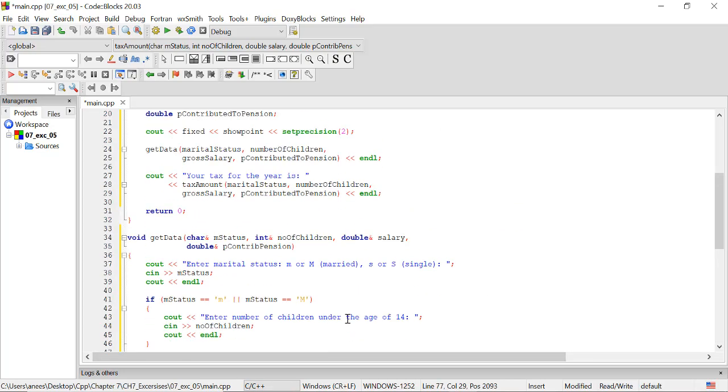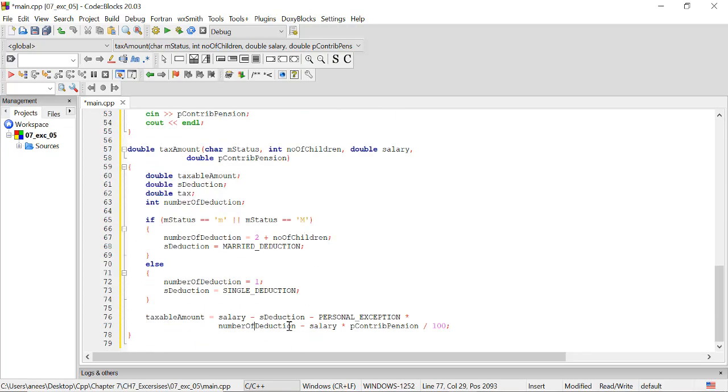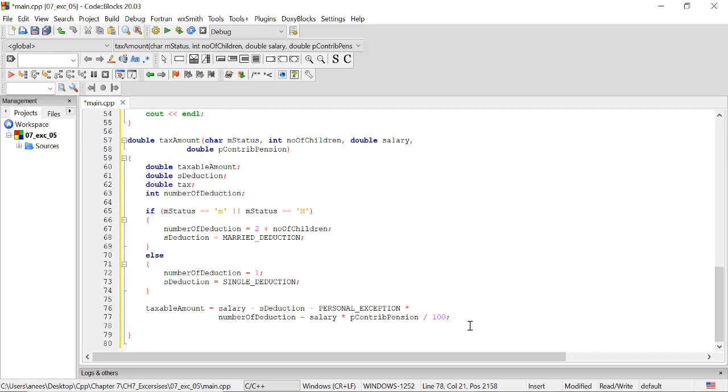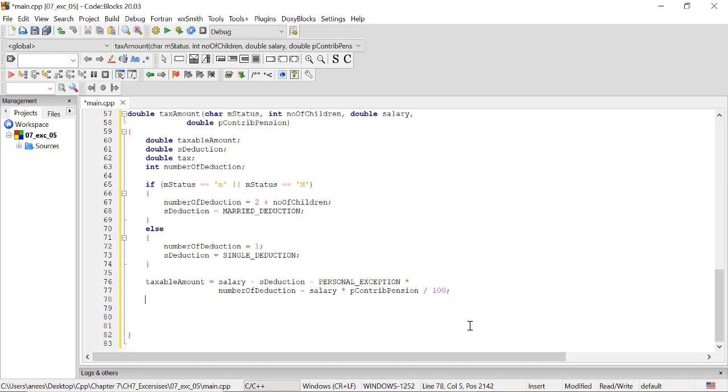The personal exception is 1,500 times the number of deductions, and then minus the salary times the percentage contributed to a pension fund divided by 100. So right there, we have the taxable amount. And now the last thing we need to do is calculate the total tax that you have.